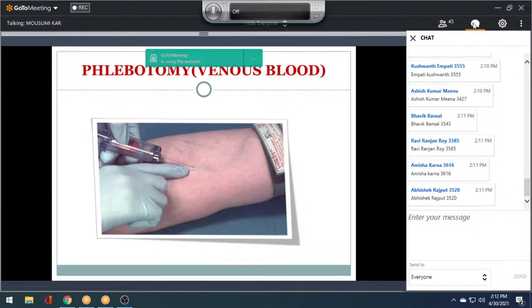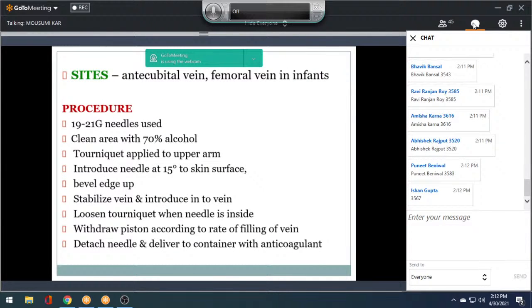Now, this is obtaining venous blood by phlebotomy. Of course, this is the cubital vein which is being shown. The preferred site is the cubital vein and even the dorsum of the hand. And this also, we all know the procedure. A 19 to 21 gauge needle is used after cleaning with 70% alcohol.